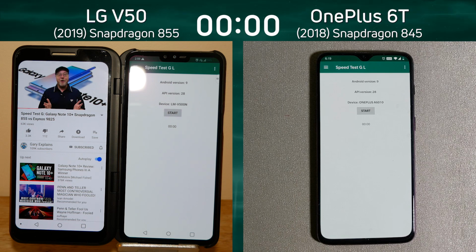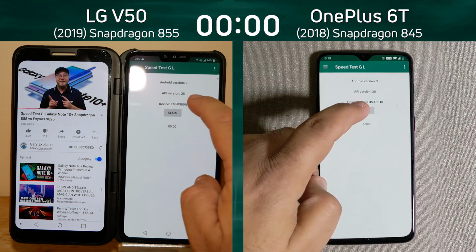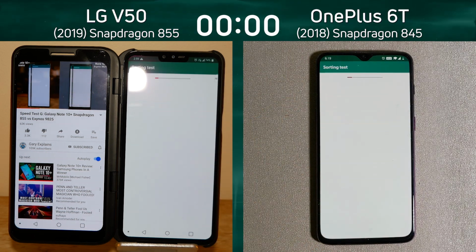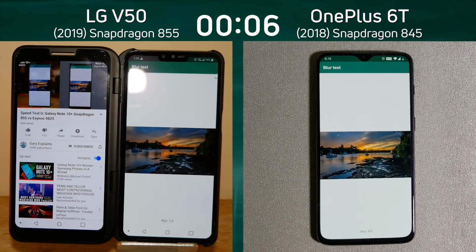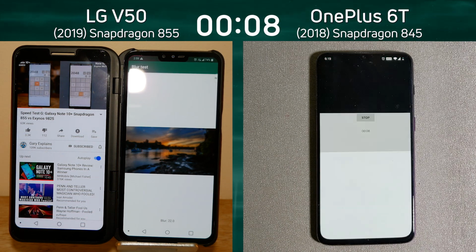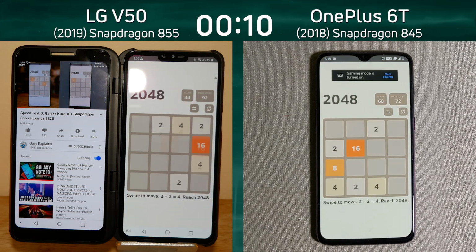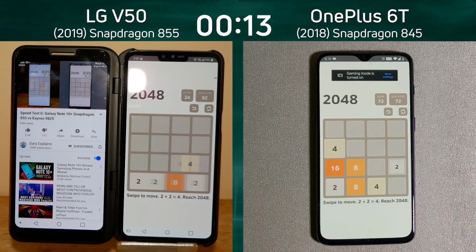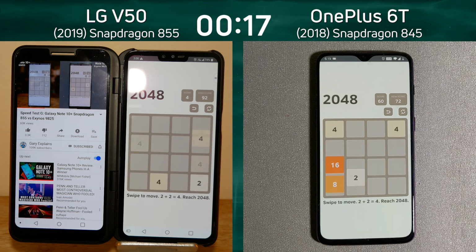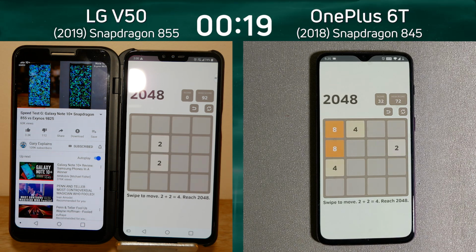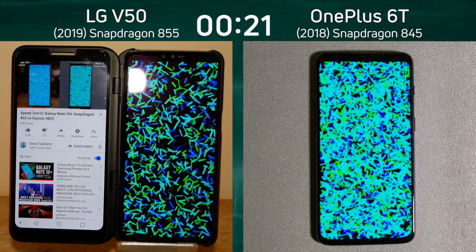On the left hand side we have the LG V50 with the Snapdragon 855, and as you can see, two screens there. On the right hand side, the OnePlus 6T with the Snapdragon 845 and just the more normal one screen. So the extra screen on the LG V50 is running a video, another SpeedTest G video, which is roughly synced up with this actual real live test here, so you can kind of measure to see where this comes in compared to the Note 10 with the Snapdragon and the Note 10 with the Exynos.